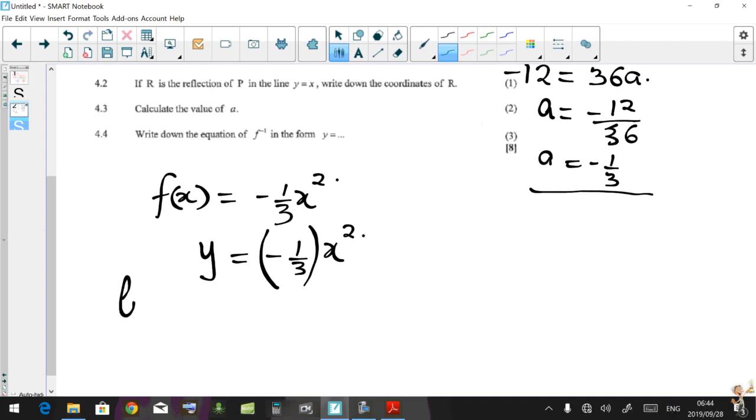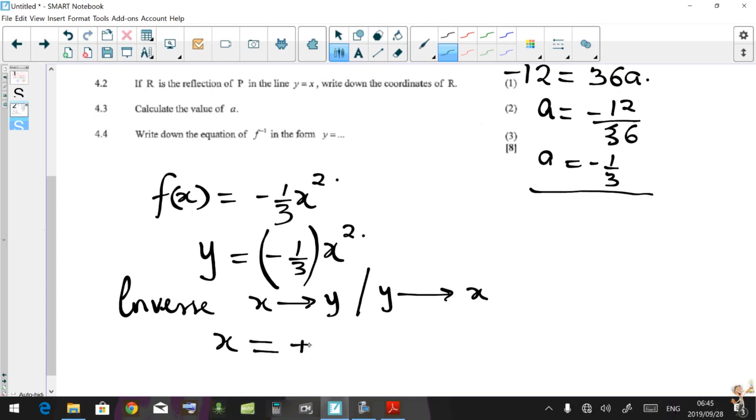Now, when it comes to the inverse, anywhere you see x, you write y. And anywhere you see y, you write what? X. So what do we have here? X, therefore, equals negative 1 over 3 y squared.